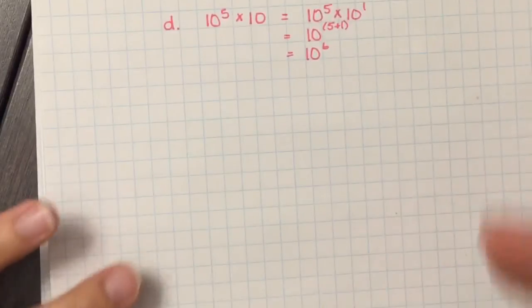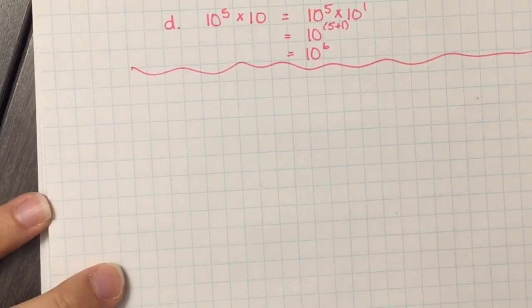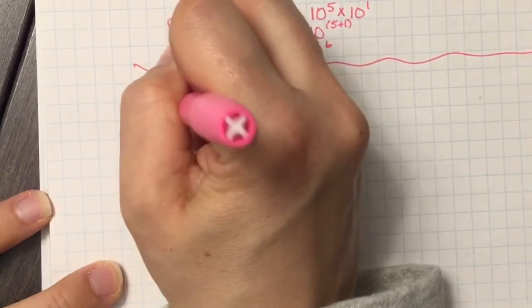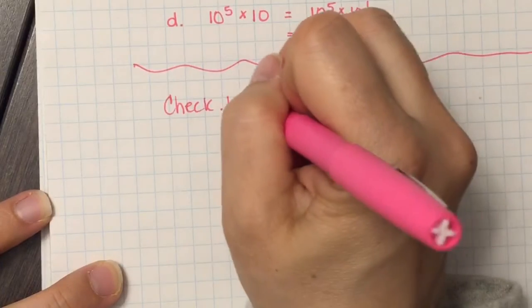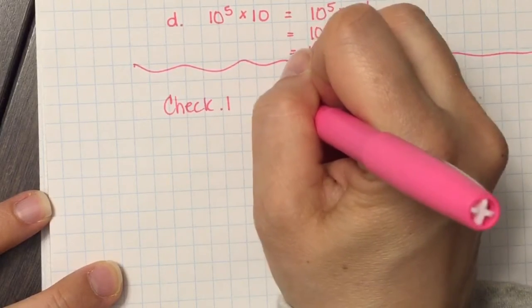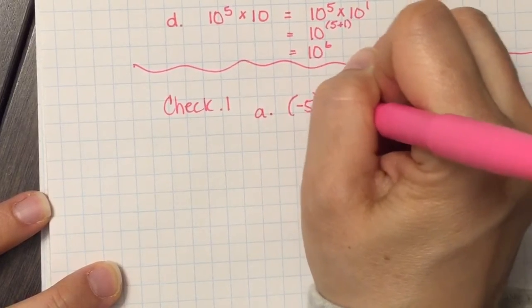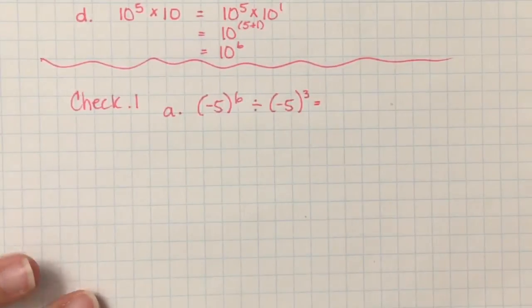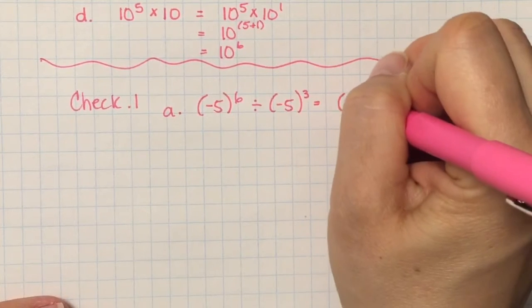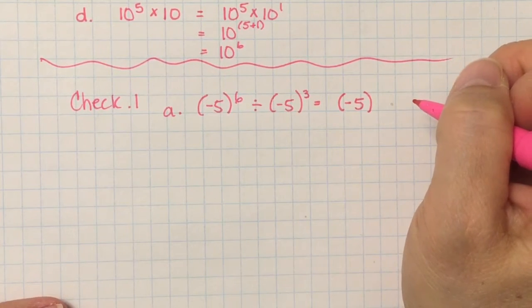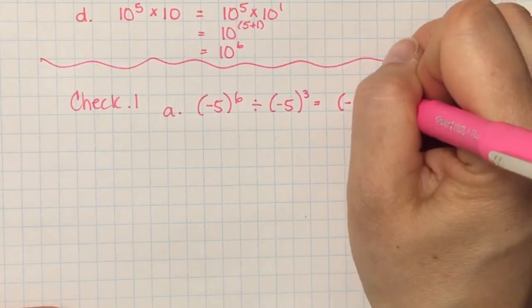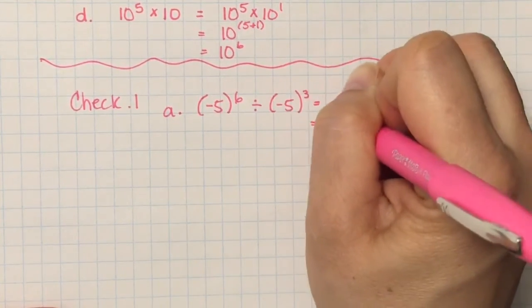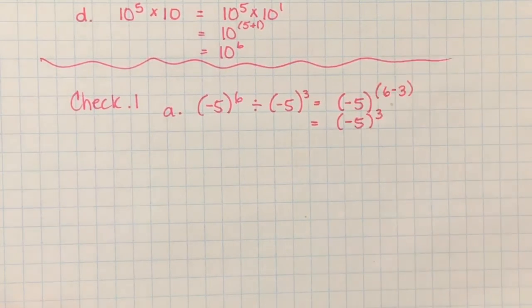Okay, so let's try a couple of the check questions. Number one on page 78 says write as a power. It has negative 5 to the 6th divided by negative 5 to the 3 equals. Okay, so the bases are the same, so we can go minus 5. You try it out. You get minus 5 to the 3.